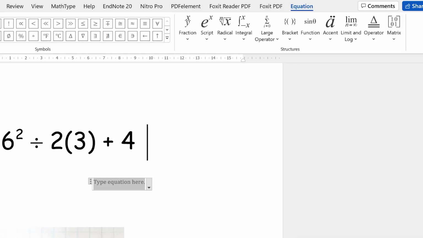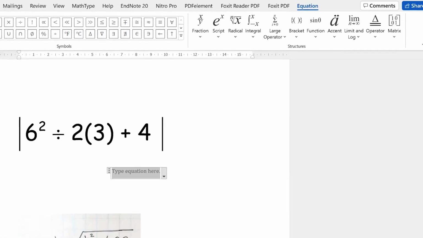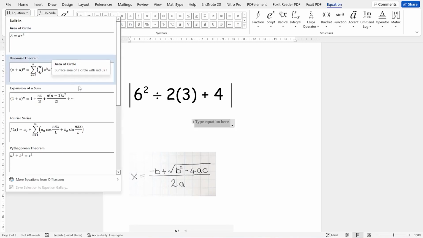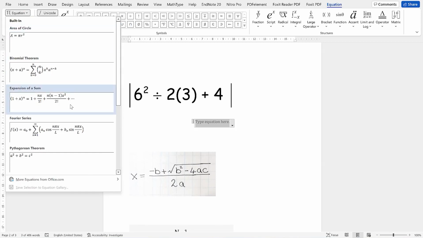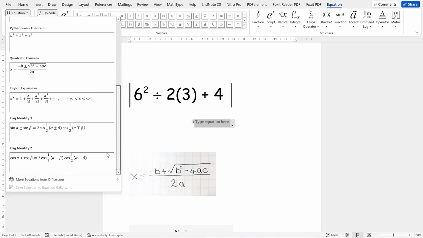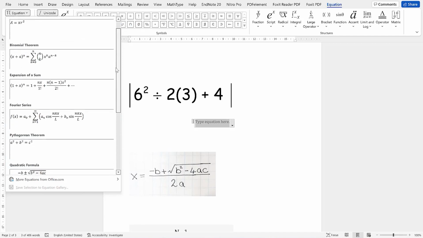You have e-converts, you have current and professional converts over here, and down here you have LaTeX expressions, and you have equations directly that you can easily have access to on your own, which are inbuilt. These are binomial theorem, area of circle, expansion of a sum, Fourier series, and something like that. All these equations are inbuilt and you can easily access them for examples.